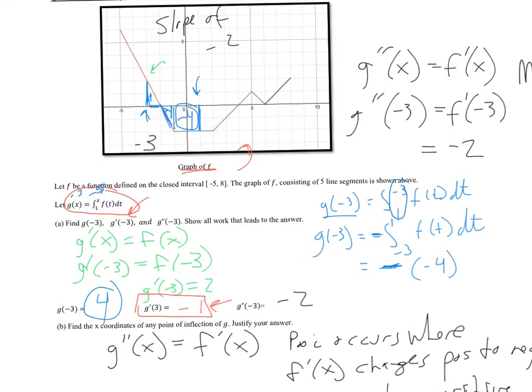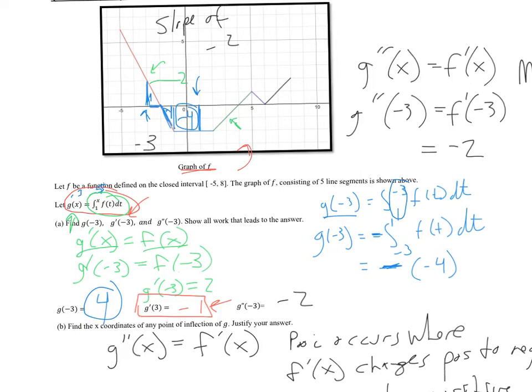In green, g prime of -3. Well, g prime of x equals f of x, right? Taking the derivative of the left-hand side, the derivative of an integral is just, in this case, f of x. So then what is g prime of -3 would just be f of -3. What is f of -3 in green? F of -3 is just +2. If you did g prime of +3, that right there would be -1. That's where the answer comes from.